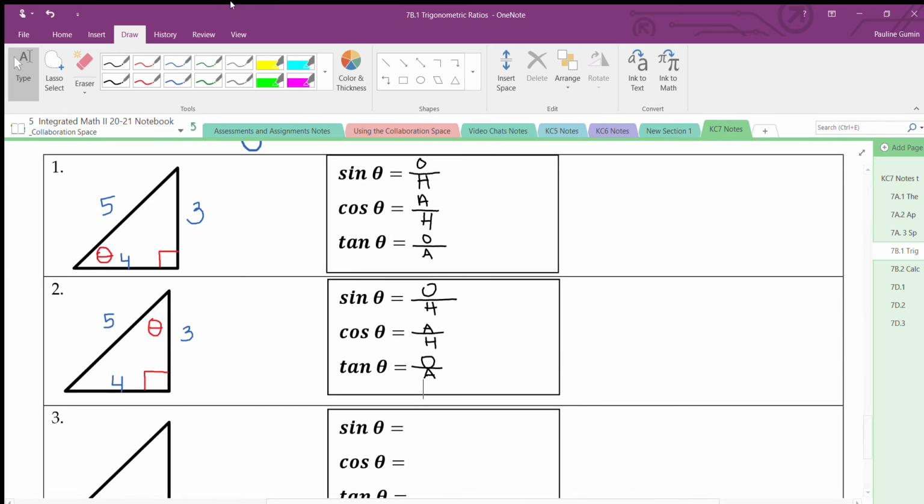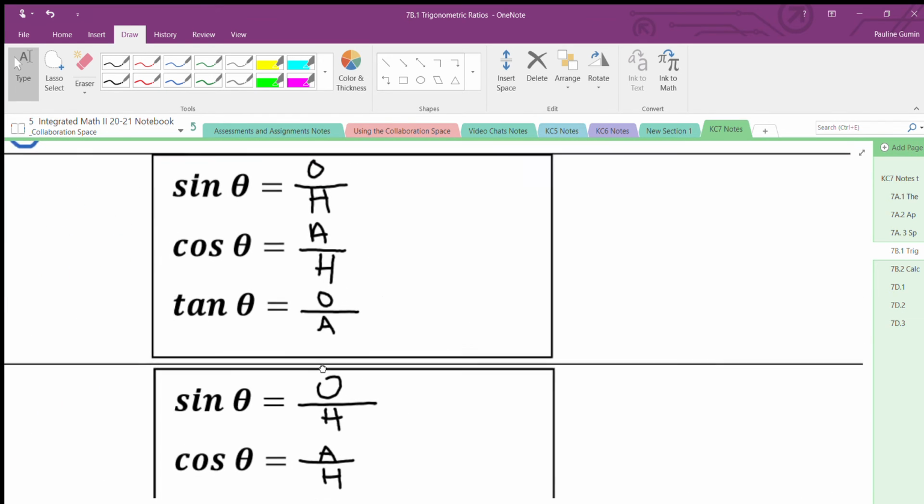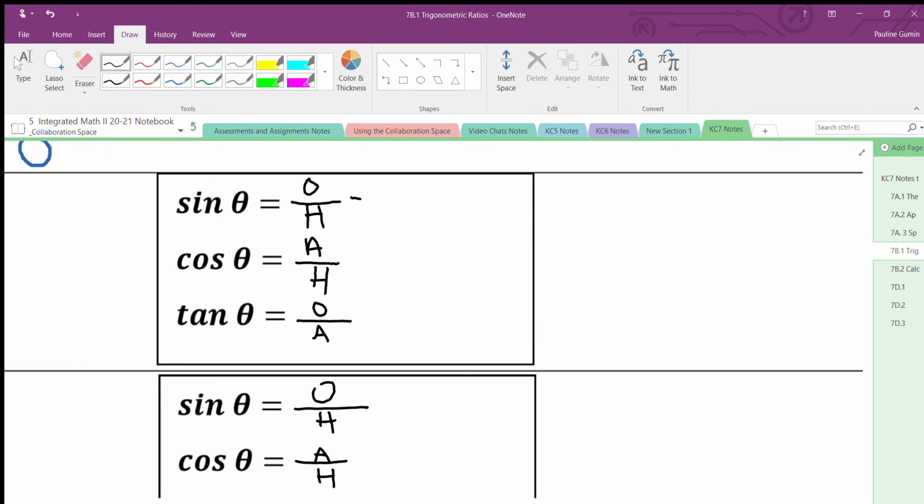First things first, let's label the hypotenuse, because I like doing that first, so we're going to do that first. There it is, 5. So I'm going to put in 5 everywhere where I have a H for hypotenuse.